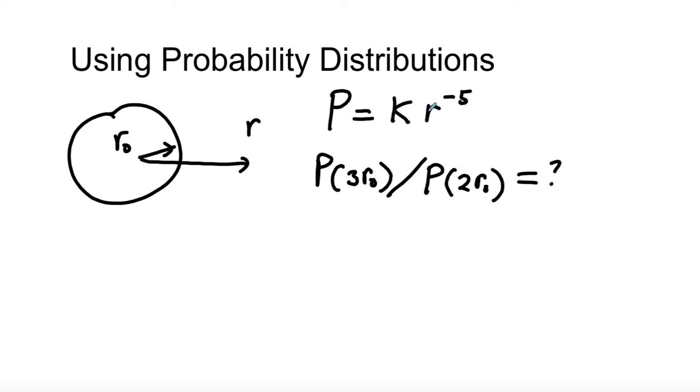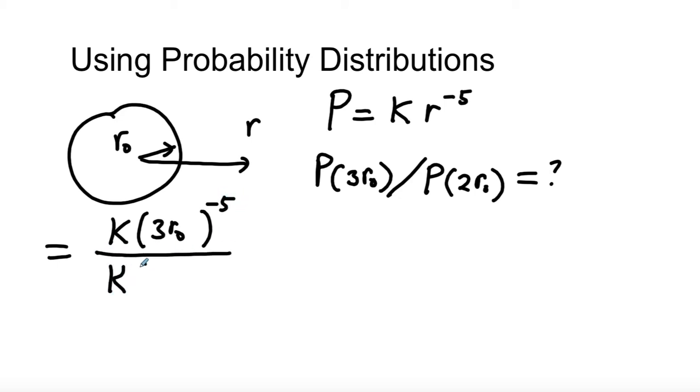Okay, we can do that with the probability distribution. So we just say that ratio is going to be equal to k times r to the negative 5, in this case 3r naught, over the probability distribution value for being at 2r naught. So we're just plugging in these values for r, and we can see that we can cancel the k constant. So for relative values, this constant in front is never going to be important because we can just cancel it. Okay, so now we're going to see if we can simplify this a little bit.